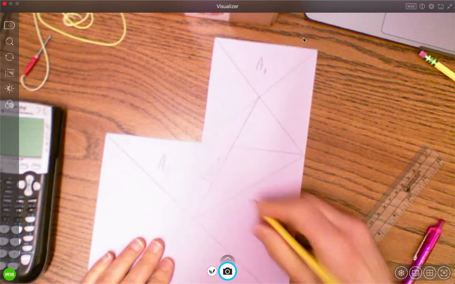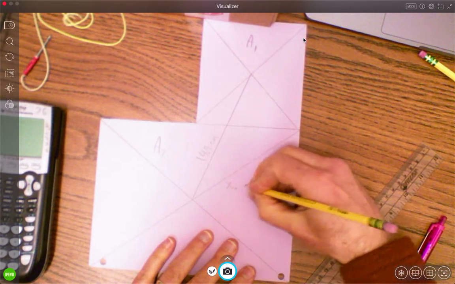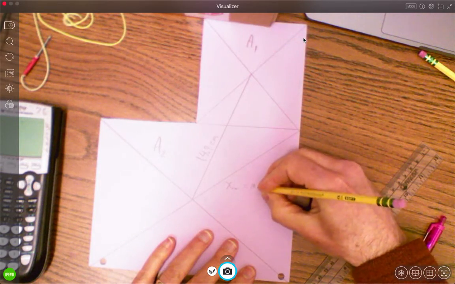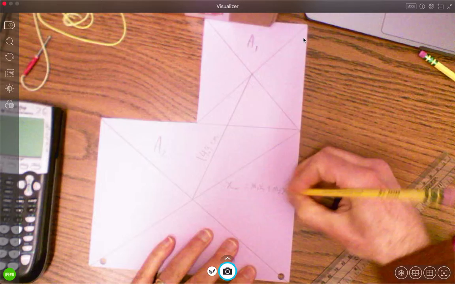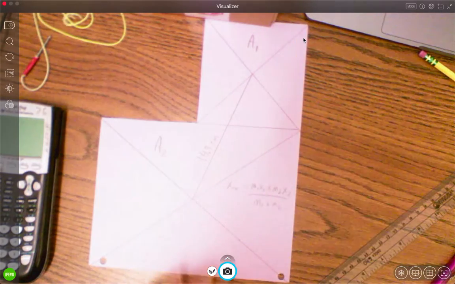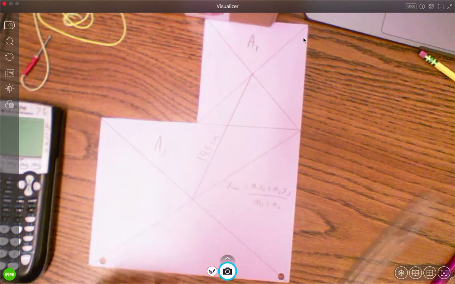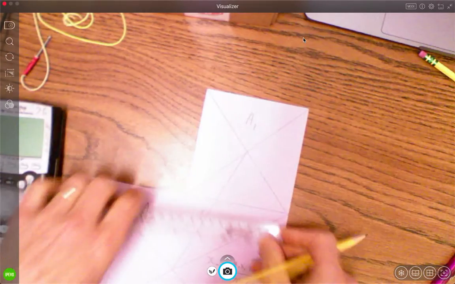equation. Right, the center of mass equation is x center of mass is m1x1 plus m2x2 all over m1 plus m2, right? Only I'm going to use the areas for this. So to do that, I got to figure out what these areas are. So I'm going to measure this.